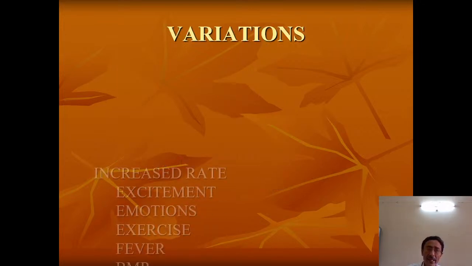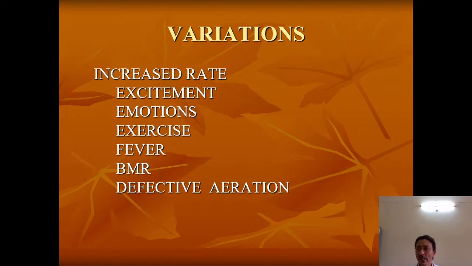Now let us see the next slide. What are the variations? If you find that here the respiratory rate is increased during excitement, emotions and exercise. These are the three physiological variations. Exercise, I have told you just now how the increased respiratory rate helps in providing increased oxygen to the exercising muscles. Emotions and excitement are all sympathetic effects, where because of certain emotional disturbance, or when you get angry or when you are very happy and excited, you will find that there is an increased sympathetic stimulation, and increased sympathetic stimulation will increase the respiratory rate.